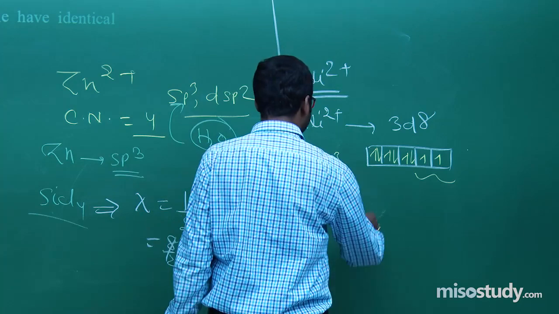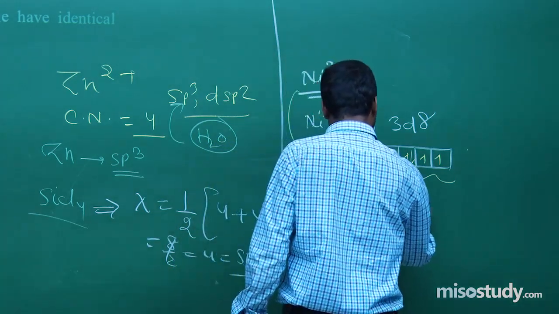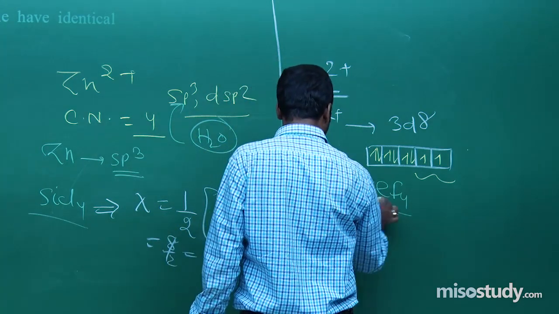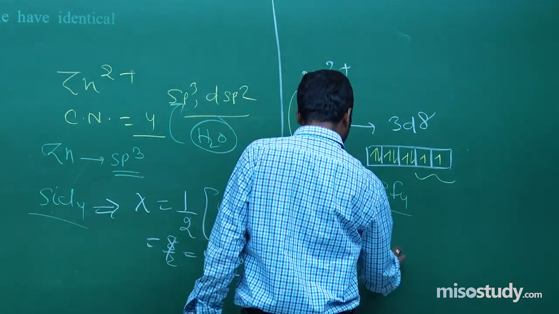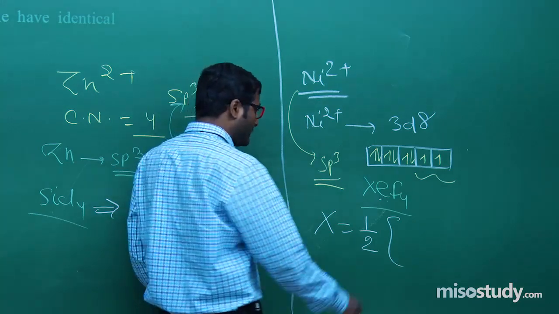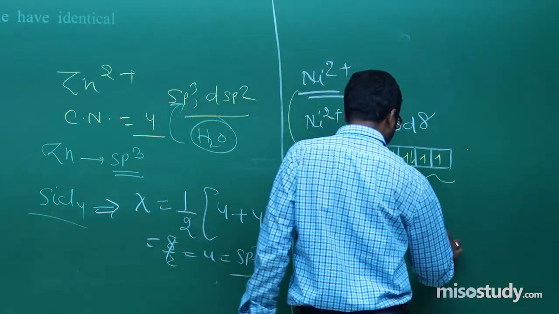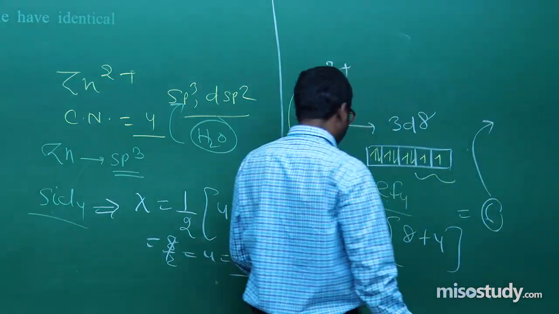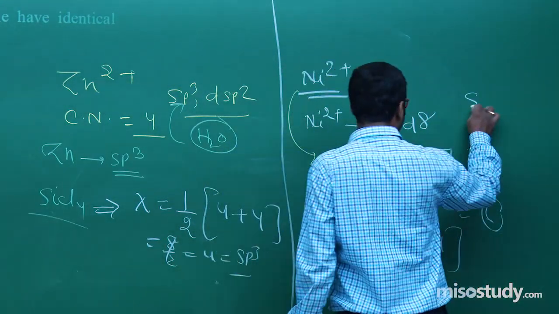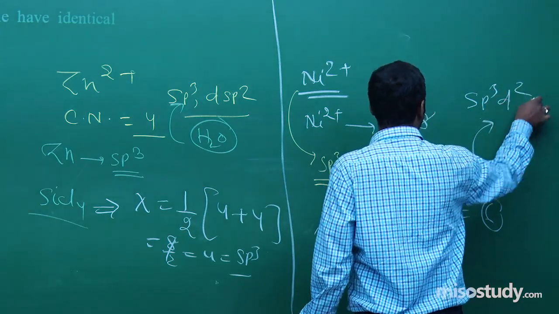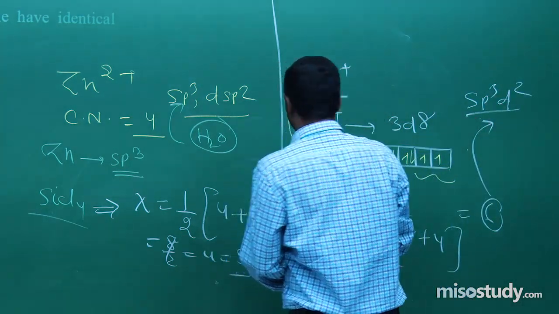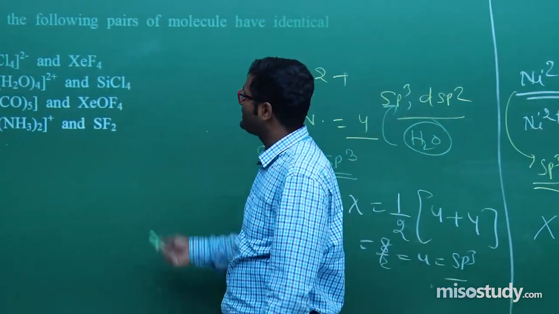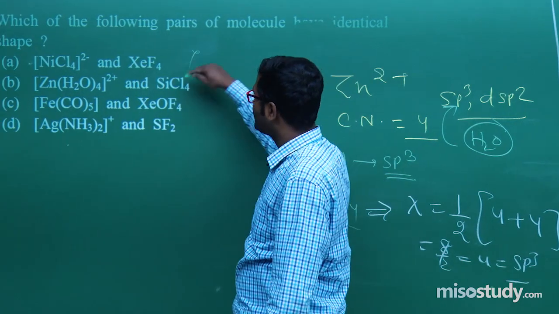Now check out XeF4, that is xenon tetrafluoride. How to find the hybridization? X is equal to 1 by 2. What is the valence electron? 8 plus 4, that is 12. 12 upon 2 is equal to 6. If the value of X is equal to 6, then the hybridization is sp3d2, not sp3. So for the first option, one has hybridization sp3 and the second one is sp3d2. So the first is not the correct option.